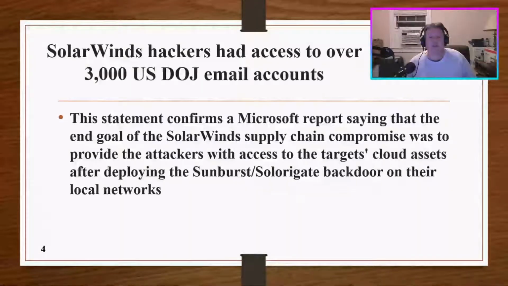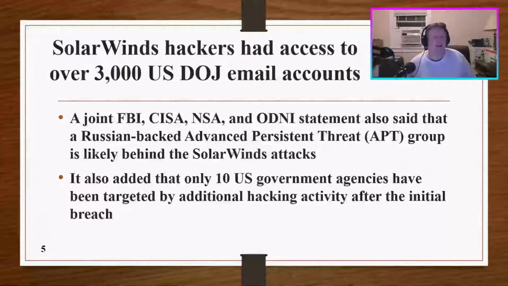SolarWinds hackers had access to over 3,000 U.S. Department of Justice email accounts. This statement confirms a Microsoft report saying that the end goal of the SolarWinds supply chain compromise was to provide the attackers with access to the target's cloud assets after deploying the Sunburst SolarGate backdoor on their local networks.